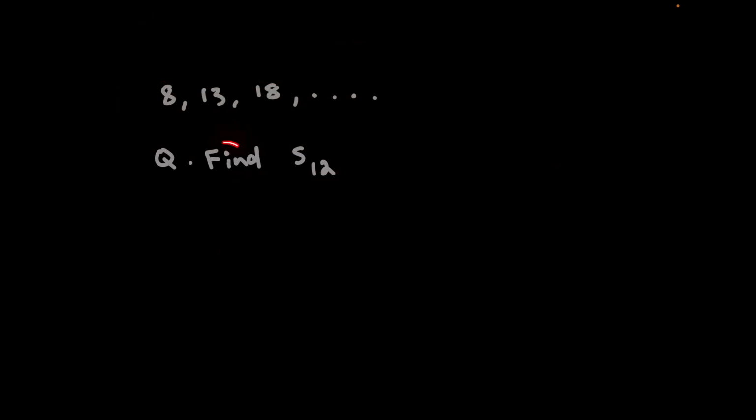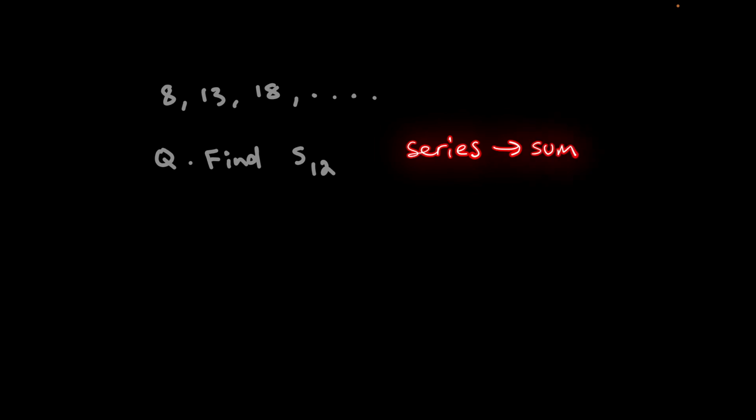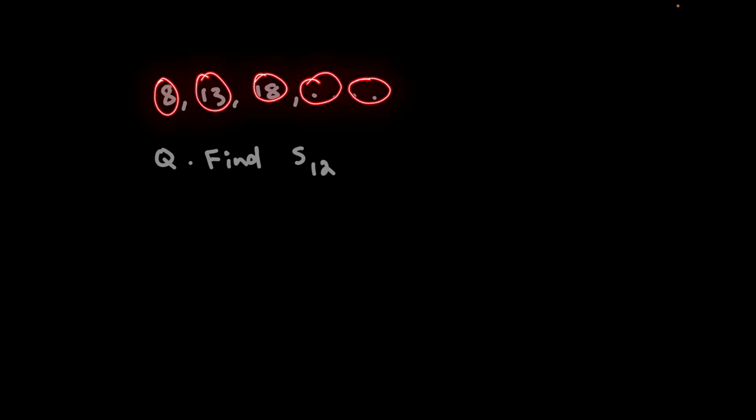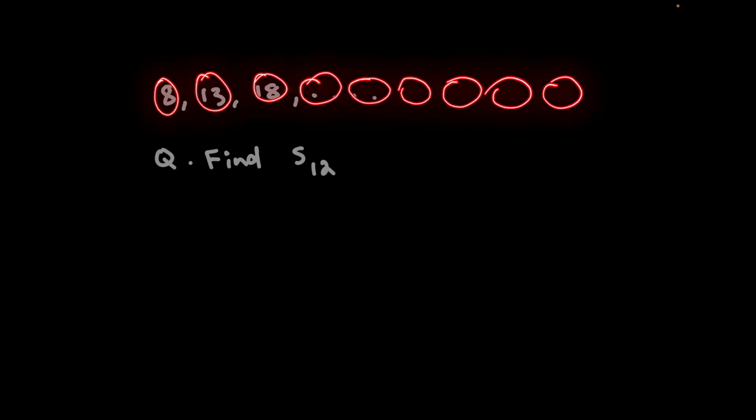The question asks, find S12. And S stands for the series. And another way of saying series is the sum. So the question is telling us the first 3 terms, and we have to work out the first 12 terms added together. Now, we can do it one of two ways. We can either work out each term individually and manually add them up, or we can be lazy and just use a formula.